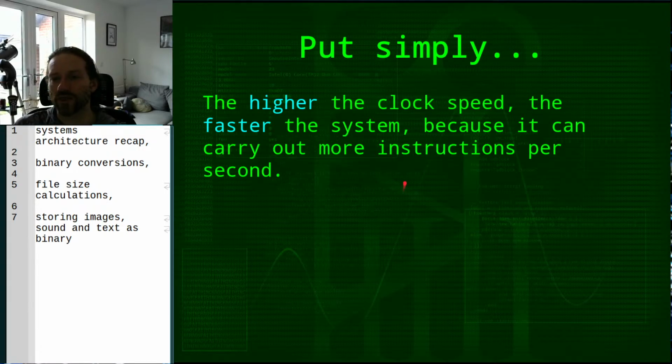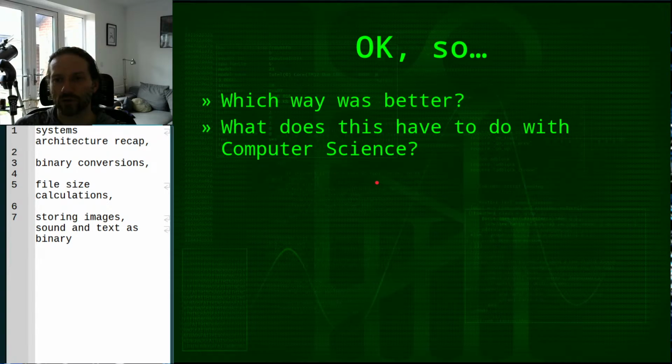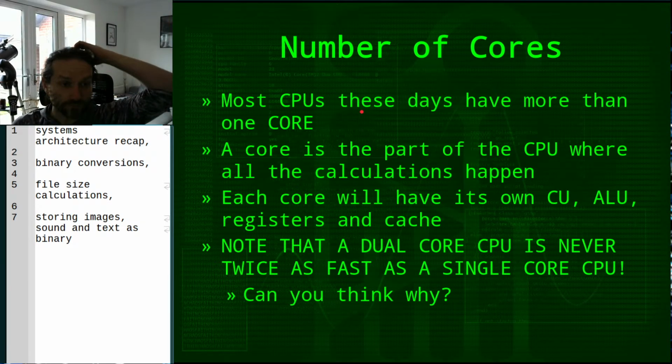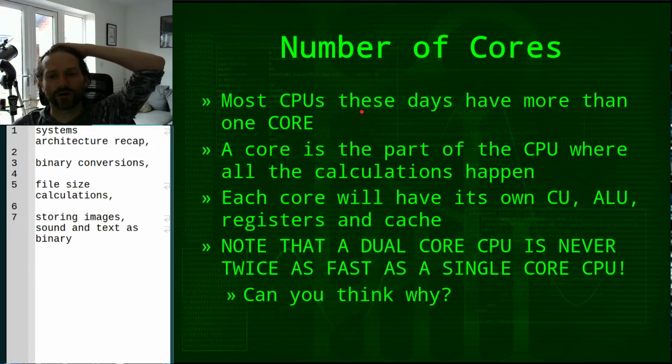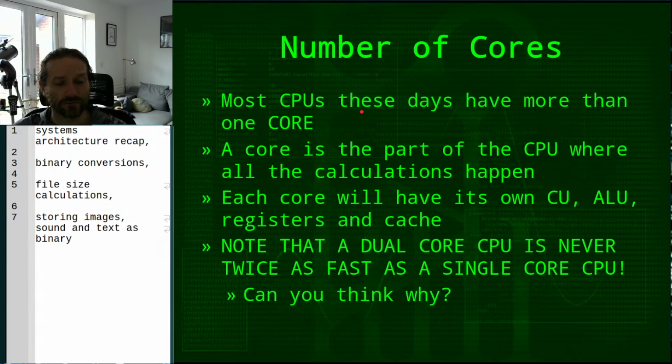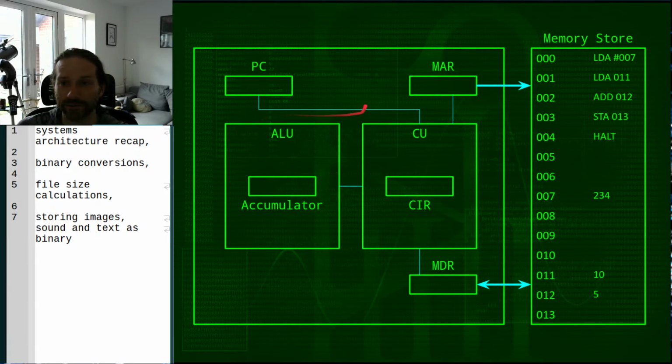So let's talk then about the number of cores. You'd be hard pushed to find a single core CPU for a desktop computer these days. In fact, even CPUs for mobile devices, tablets, etc., are multi-core these days. The thing that you need to understand about cores is each core is effectively its own mini CPU. If I just skip back to my little diagram here, right?